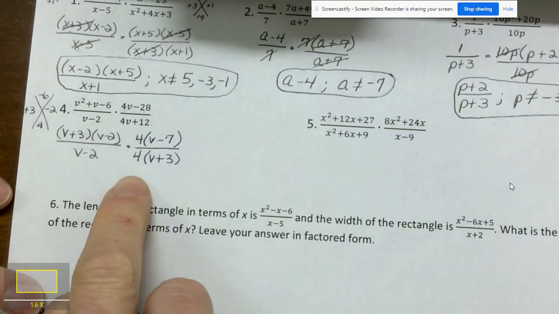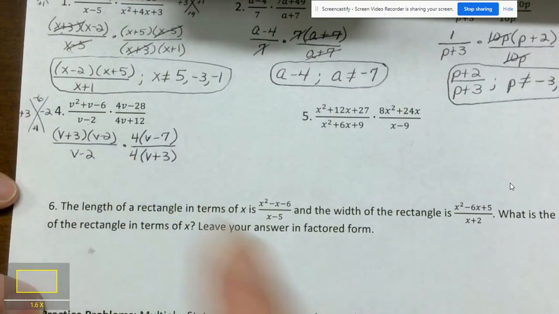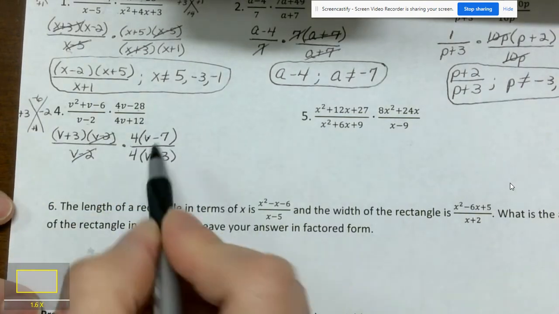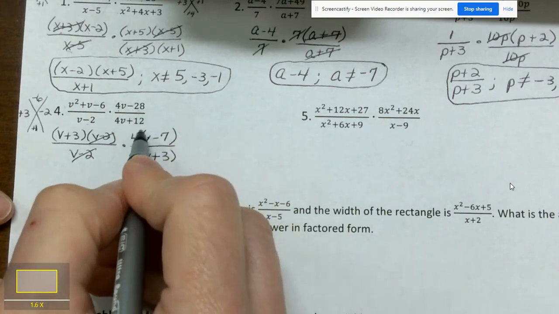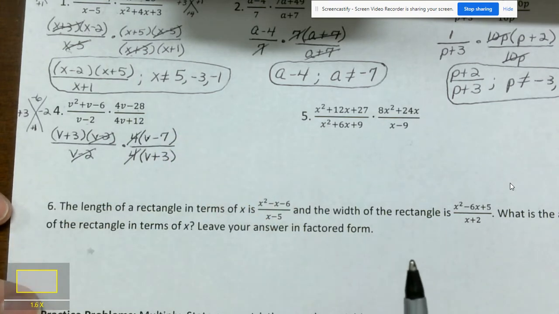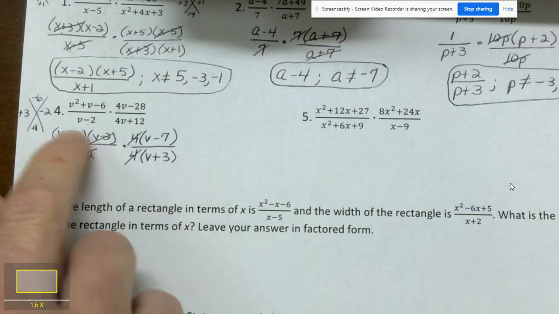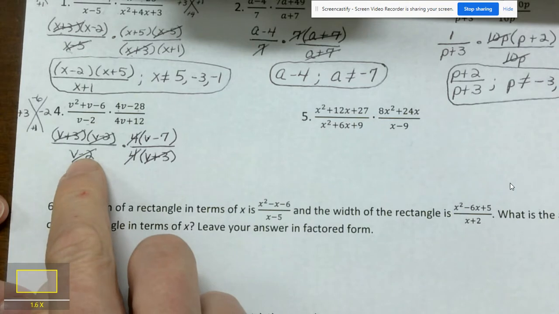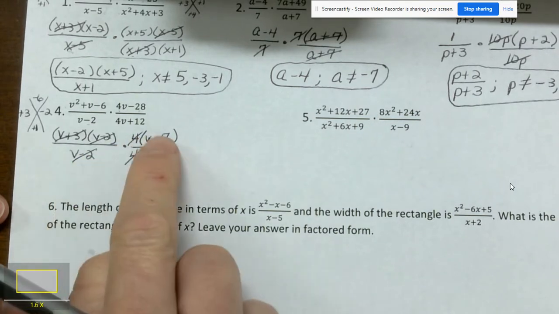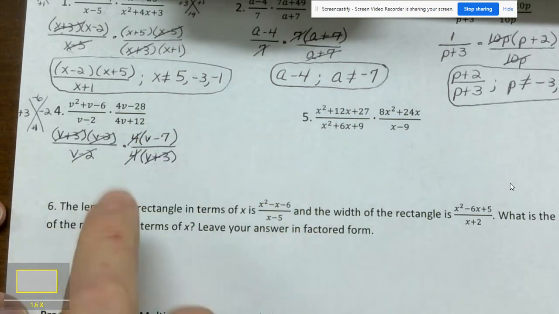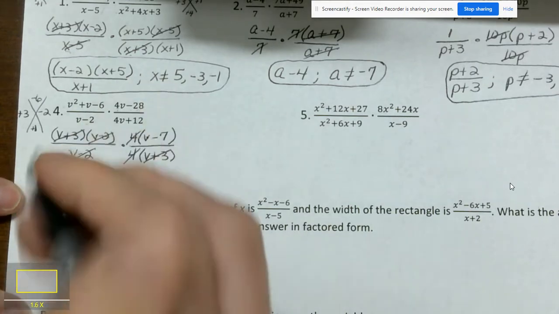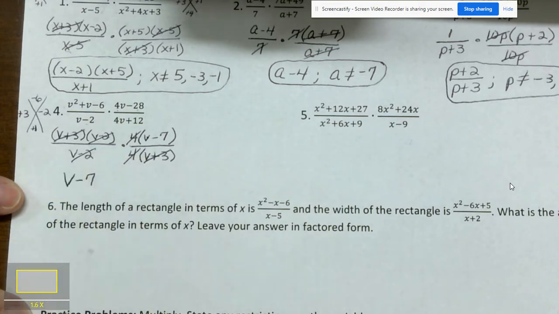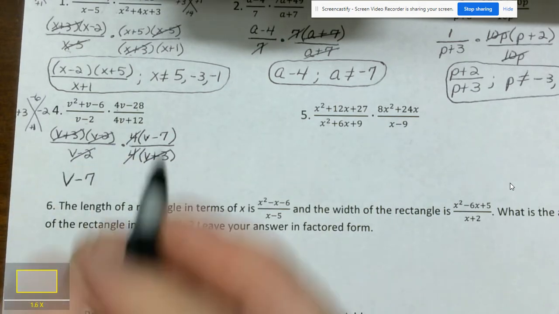Okay, now that I've factored, we see what we can cancel out. So top to bottom here, I can cancel out v minus 2. Top to bottom here, we can cancel out our 4's. Now we look diagonally. Diagonally this way, I can cancel out the v plus 3. Diagonally this way, there's nothing to cancel. So the only thing that's left, if you look here on top, is v minus 7. And on the bottom, everything canceled out. So we're just left with v minus 7.